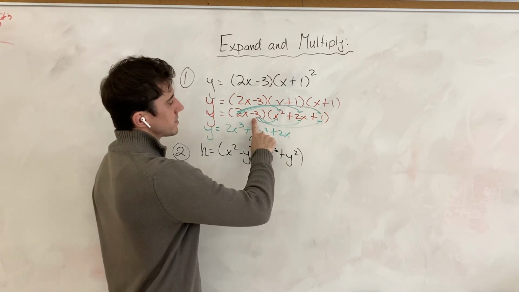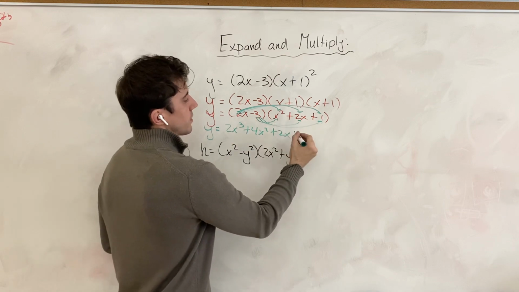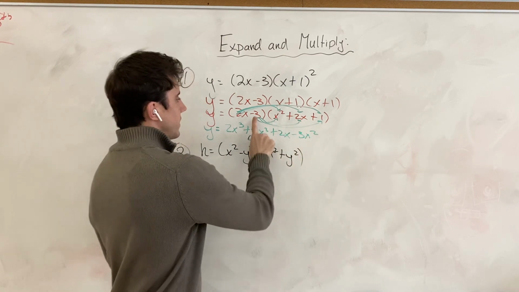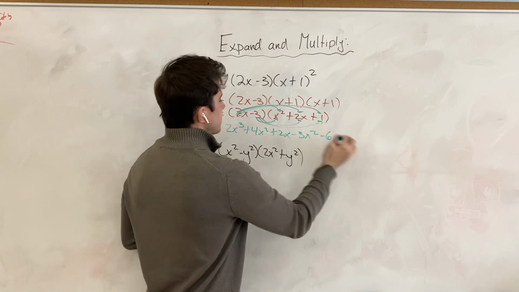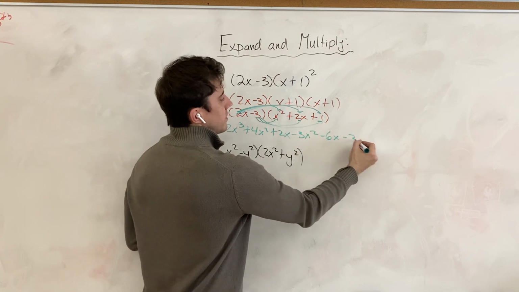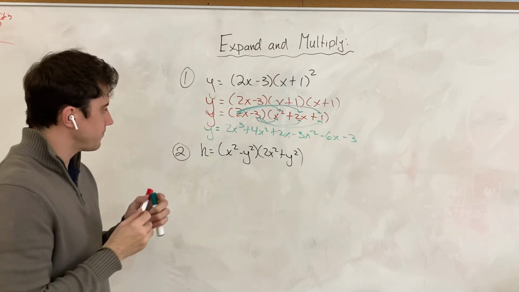And now the negative 3 is going to start. So we have negative 3 times x squared, negative 3x squared, negative 3 times 2x, minus 6x, and finally negative 3 times 1 for negative 3.